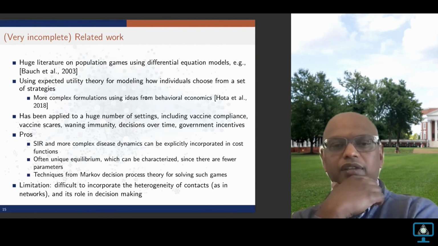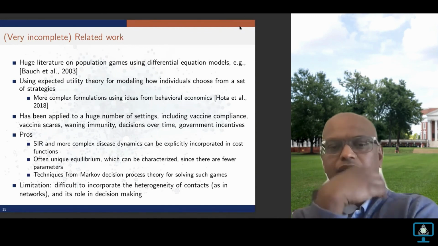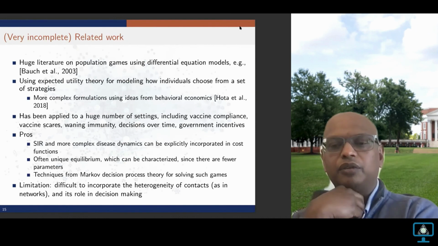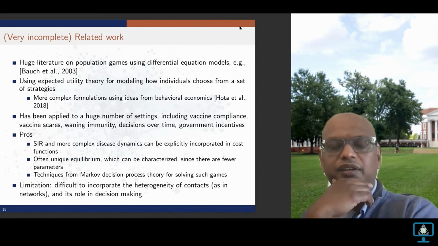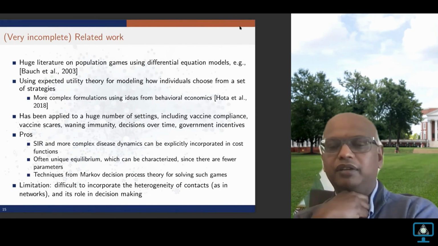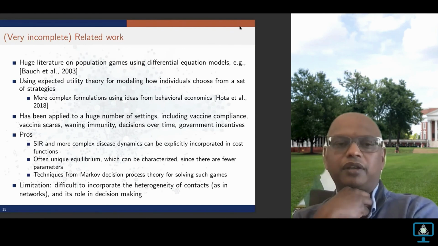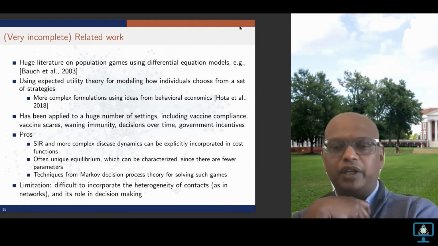The pros in this approach are that the disease dynamics can be explicitly incorporated into the cost function. Often there's a unique equilibrium, so there are a few parameters. There are tools for characterizing the equilibrium, and there are methods from MDPs to solve such games. So while these problems are not any simpler, this area is mature enough, and there are lots of analytical and computational tools for solving such games. And so that's been a really popular area.